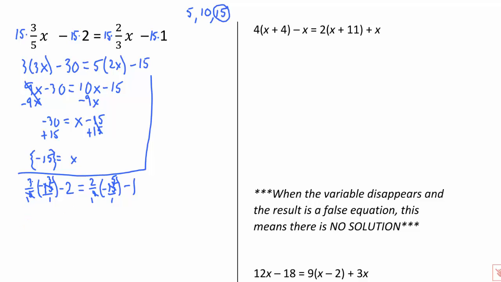So multiplying, we get 3 times negative 3, which is negative 9, minus 2, is equal to 2 times negative 5, which is negative 10, minus 1. And then actually just do the addition and subtraction. So negative 9 minus 2 is negative 11. Negative 10 minus 1 is negative 11 as well. That means that negative 15 is in fact the solution set, and there is your solution.